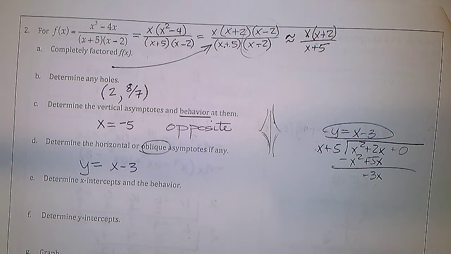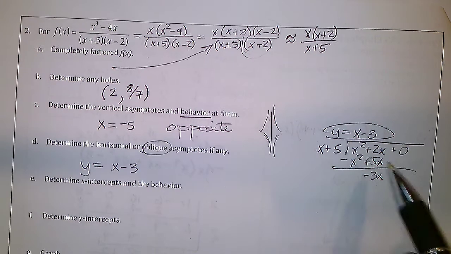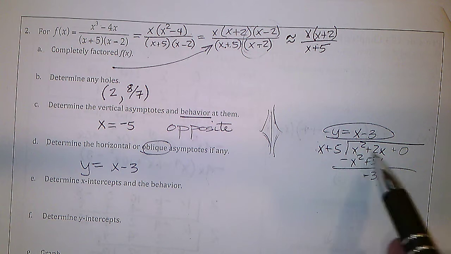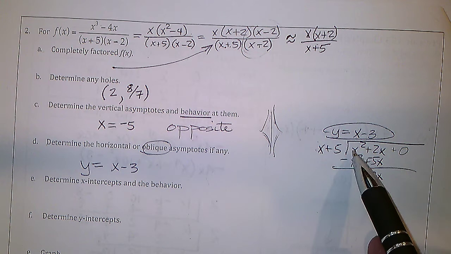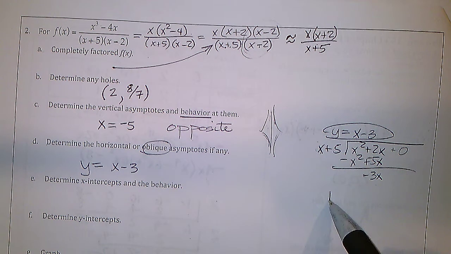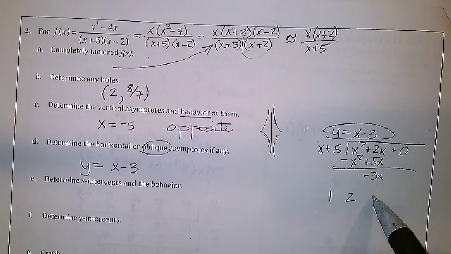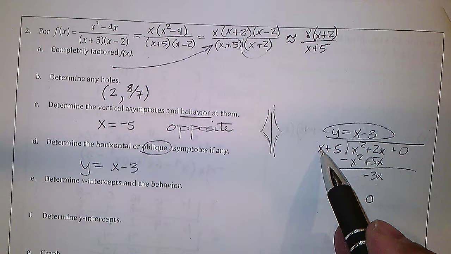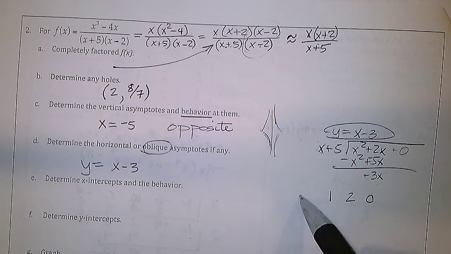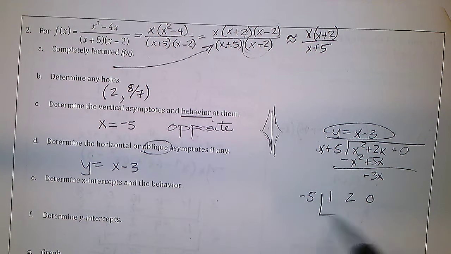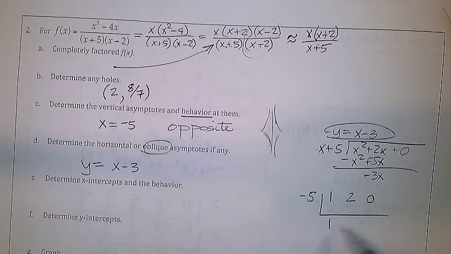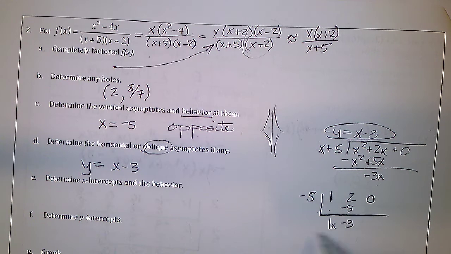And let's see. Now I could have done this with synthetic division. To do that, I put in 1x squared, 2x, and the constant 0. And what makes that be 0 is negative 5. 1 plus nothing is 1, times negative 5. Add, negative 3, and there it is.